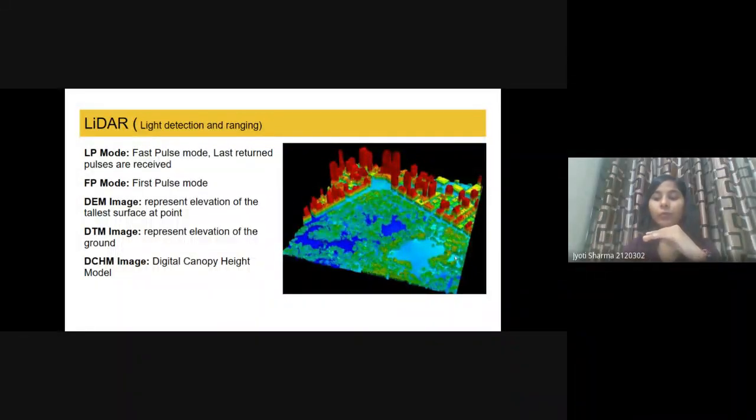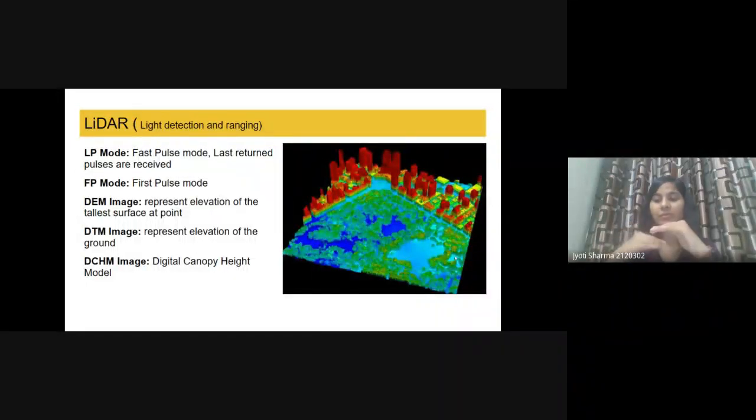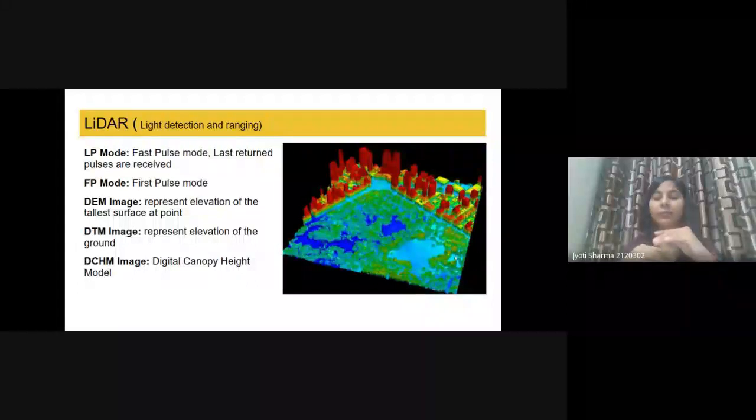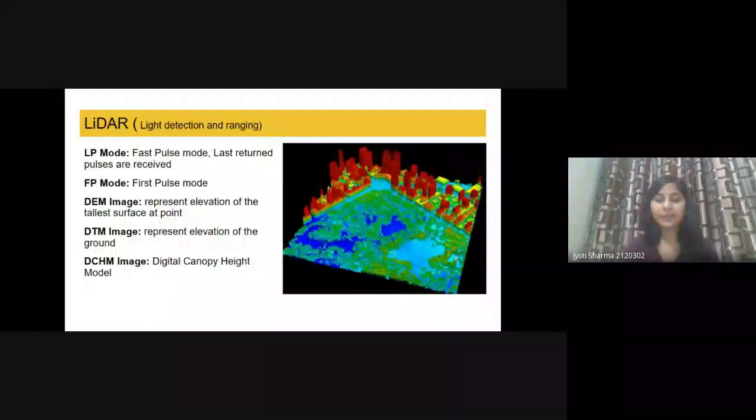But if you want to know the height of that building, then you want to get the first pulse. So based on this first pulse and the last pulse, you will get the height of the building, because the pulse at the ground will be the last pulse, and at the top of the building it will give you the first pulse. So based on the difference between these two types of pulse, you can get the height of the building. So this is the LP mode and the FP mode. Yes, exactly, pulse means the radiation or the signal you are sending.